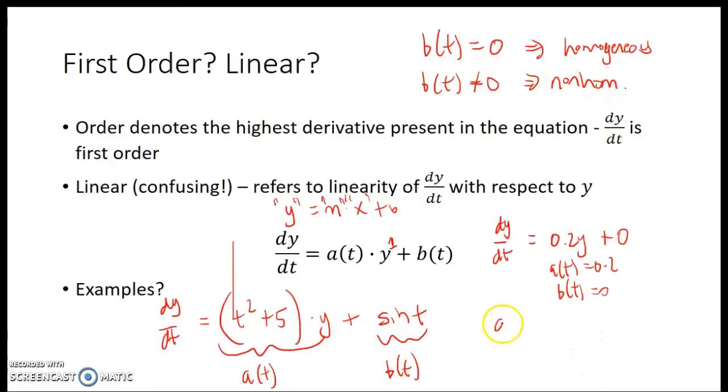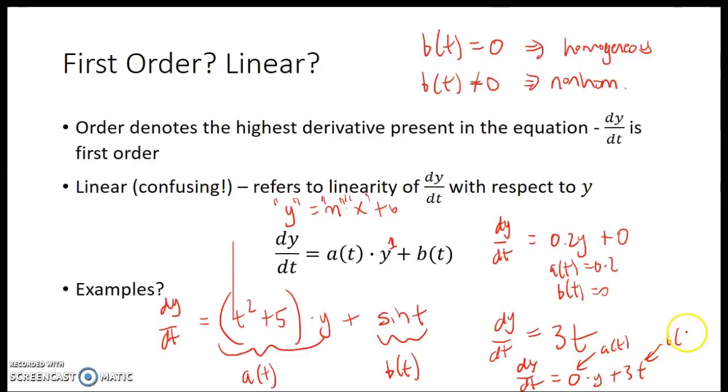And another case would be, for example, from a first course in integral calculus. We might have something like this. We might see a function like 3t. Well, we can use Calc 2 techniques to integrate that, but as it turns out, this can be rewritten in a linear form, 0 times y plus 3t, where a(t) is 0 and b(t) is 3t.